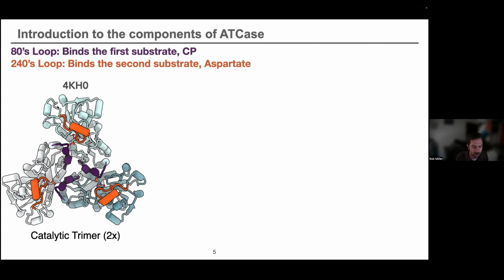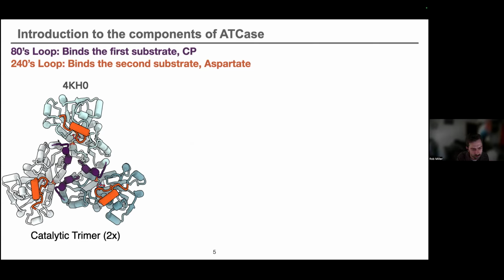The first of which is a catalytic subunit, which forms two catalytic trimers. I have one catalytic trimer shown here, each catalytic monomer shown in a different shade of blue or white with its own active site. And I just want to point out two aspects of each catalytic monomer that we'll come back to later in the talk.